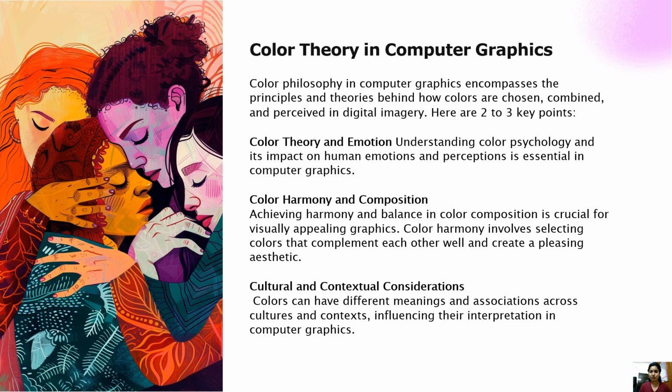Color theory and emotions: understanding color psychology and its impact on human emotions and perceptions is essential in computer graphics. Color harmony and composition: achieving harmony and balance in color composition is crucial for visually appealing graphics. Color harmony involves selecting colors that complement each other well and the creation of pleasing aesthetics. Culture and contextual considerations: color can have different meanings and associations across cultures and contexts, influencing user interactions with computer graphics.